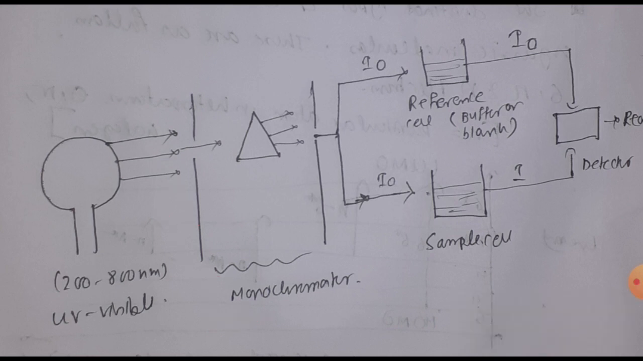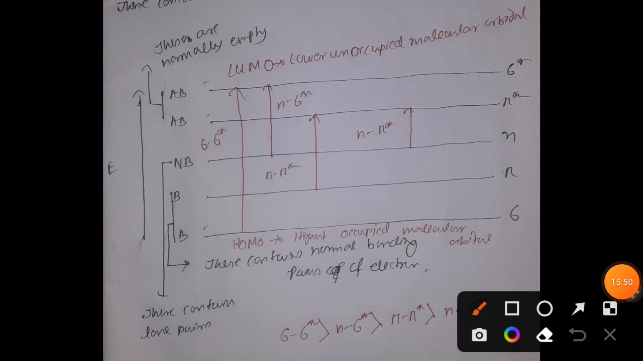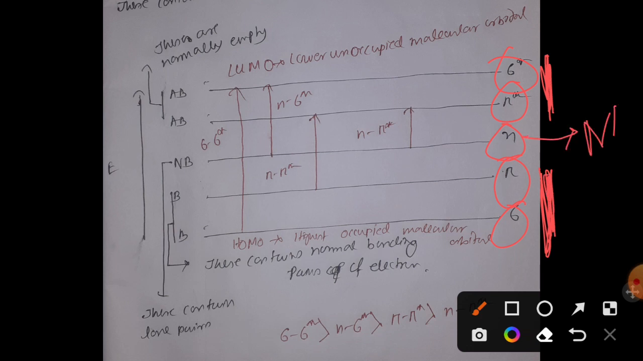So let's discuss those kinds of transitions. That is sigma, pi, n, pi star, sigma star. Sigma star and pi star are known as antibonding orbitals. Pi and sigma are known as bonding orbitals, and n is known as non-bonding orbitals. In non-bonding orbitals you can find lone pairs. Bonding orbitals contain normal bonding pairs of electrons, and the antibonding orbitals are normally empty. We don't need to bother about those things.